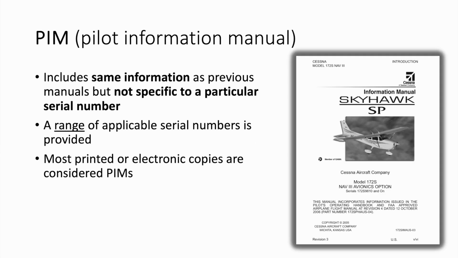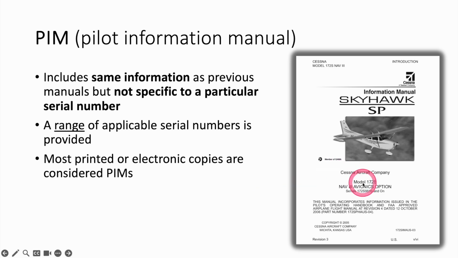Another one you'll come across is a pilot information manual, or PIM. So you see at the top of this one, it just says information manual. It does not say POH on it. And then the message underneath here is pretty similar to one we just looked at. It's going to say incorporates information issued in the POH and AFM. So the difference with this is these can be distributed, or you can get a copy of an information manual, and it's going to be generic to any Cessna model or SP model in this case.